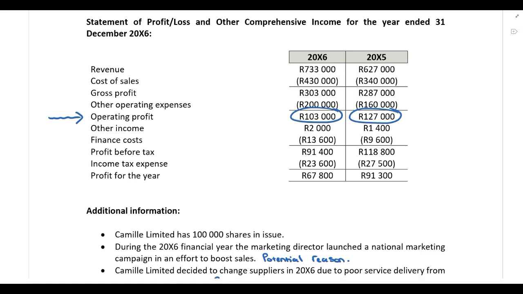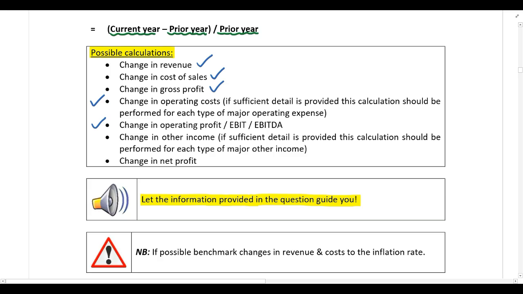Please note, as an alternative, you can also calculate the change in EBIT or the change in EBITDA. But just let the format of the statement of comprehensive income guide you, and then you'll know which calculations to perform. If they've shown EBIT on the face of the statement of comprehensive income, then rather calculate the movement in EBIT. If they've disclosed EBITDA, then rather calculate the movement in EBITDA. So guys, it's important that you let the information provided in the question guide you, and also let the layout of the statement of comprehensive income guide you.